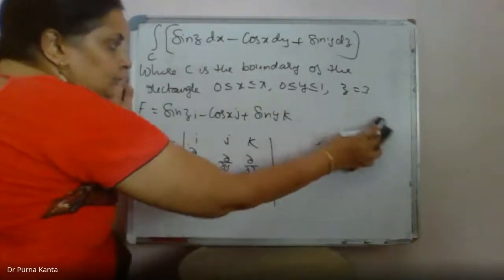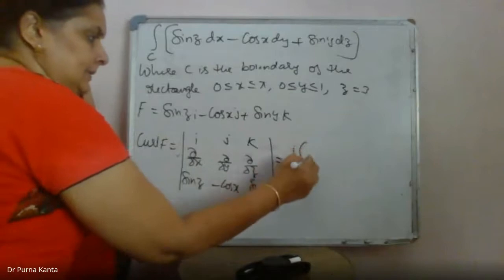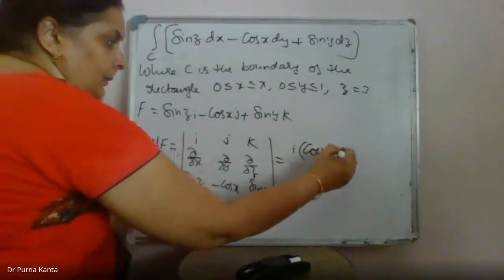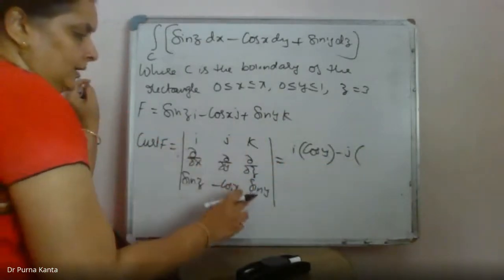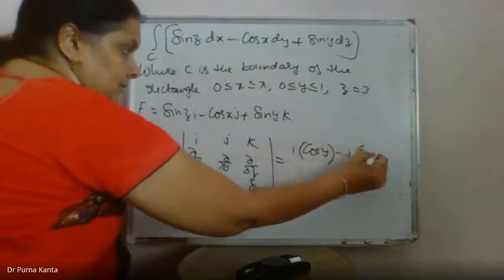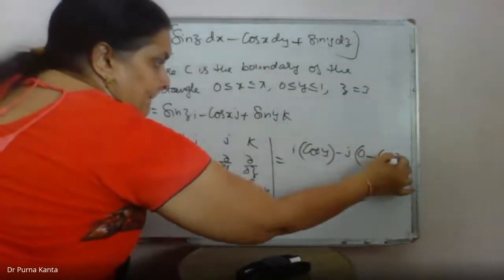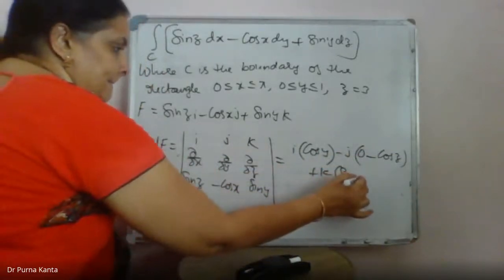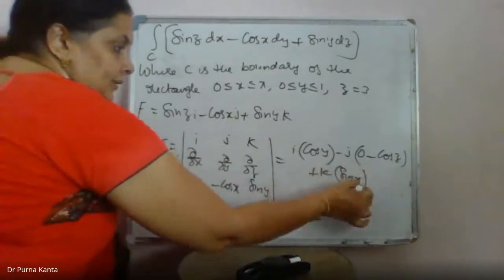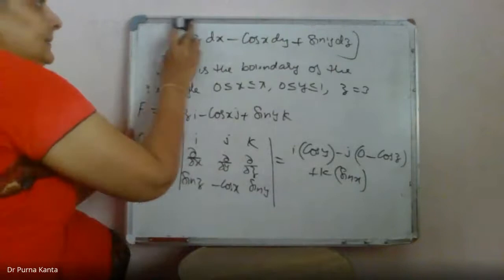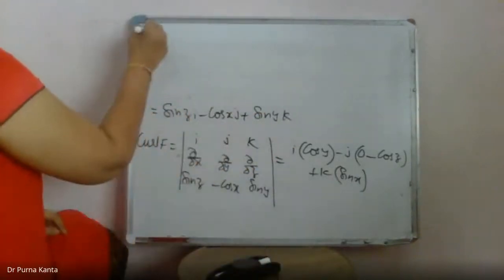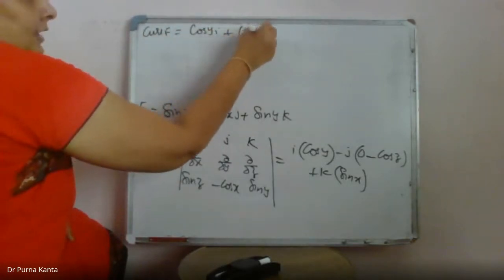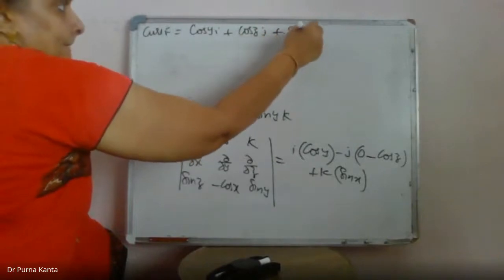So what will be this value? This is equal to i times (∂/∂y of sin y is cos y, minus ∂/∂z of minus cos x is 0), minus j times (∂/∂x of sin y is 0, minus ∂/∂z of sin z is cos z), plus k times (∂/∂x of minus cos x is sin x, minus ∂/∂y of sin z is 0). So we got the value of curl f here as cos y i plus cos z j plus sin x k.